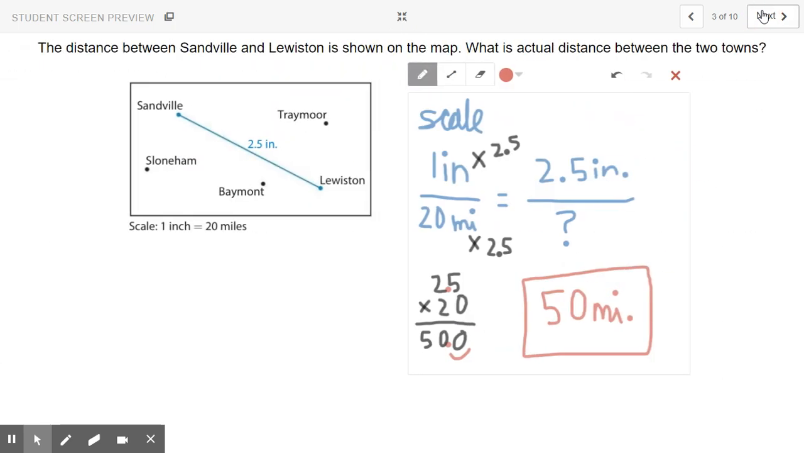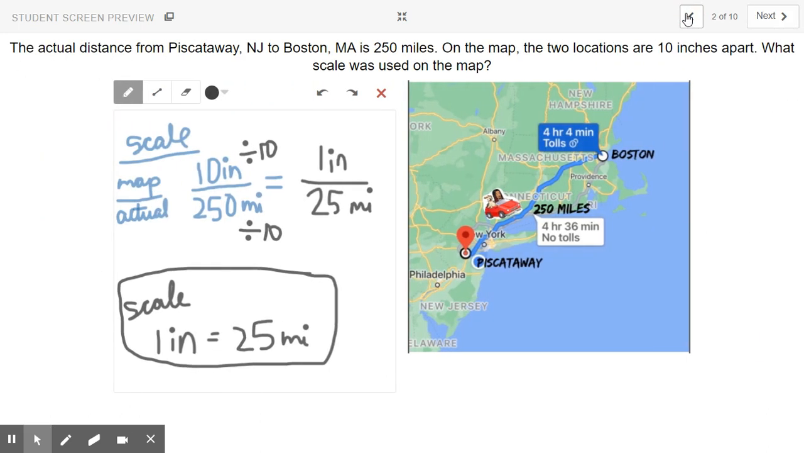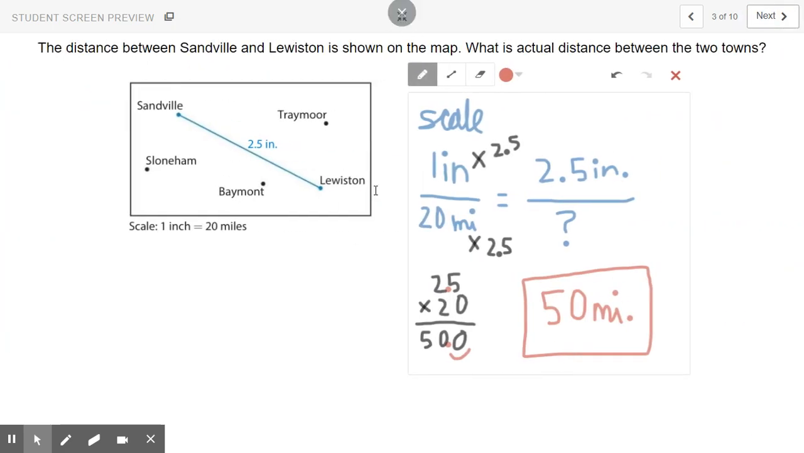The distance between Sandville and Lewiston is shown on the map. What is the actual distance between the two towns? So the first thing you should do, now remember the difference between this question is that they're asking you to find the scale that was used. If you notice on this map, you don't see any scale, whereas on this question, the scale is written on the bottom, which you typically see on a map. The distance between Sandville and Lewiston is shown on the map. What's the actual distance between the two towns?